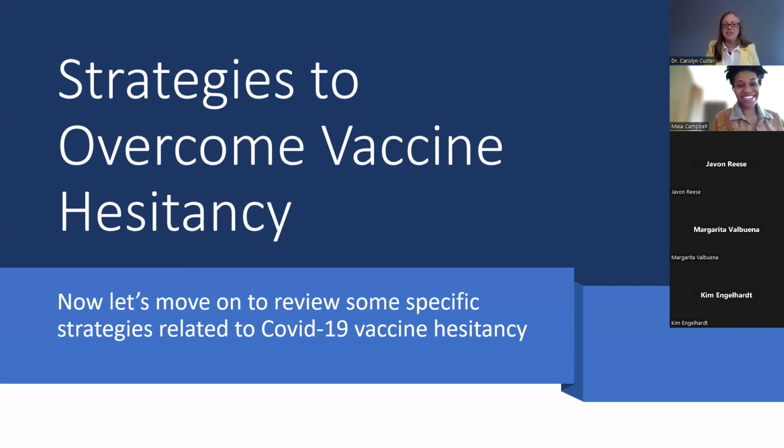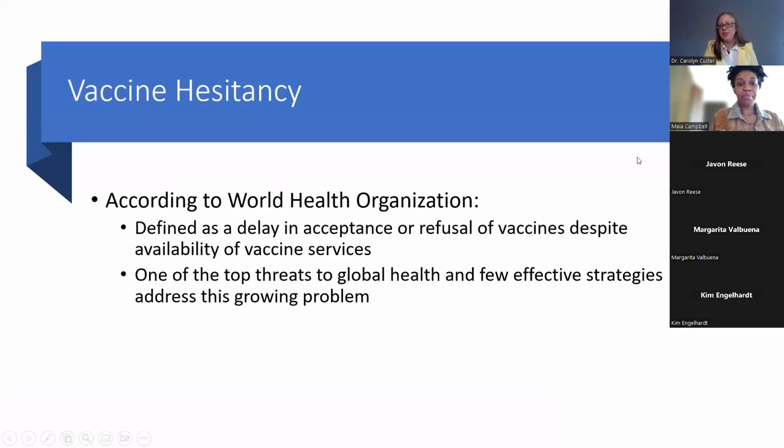So now we're going to move on to some COVID-19 vaccine hesitancy strategies specifically. So we'll start with an overview. What is vaccine hesitancy? It's a delay in accepting or refusing vaccines despite having them available. And it really is one of the top threats to global health. And there are a few effective strategies to address this growing problem.